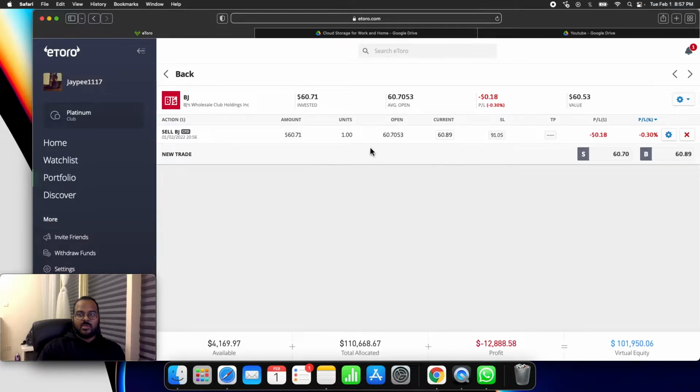If we keep an eye here, right now the current value is 6.89. We have opened at 6.7053. So if this value goes down to, let's say, 6.0, we would have made 70 cents in profit. So that is what a sell position is.